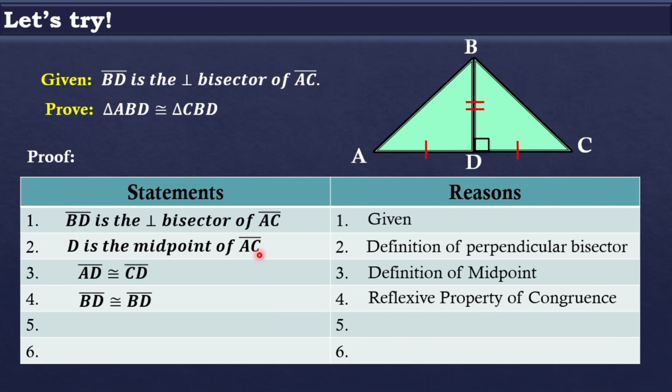Now, we can now say that angle ADB and angle CDB are right angles. Okay, so we have angle ADB and angle CDB are right angles. Why? Kasi nga po, perpendicular sila.